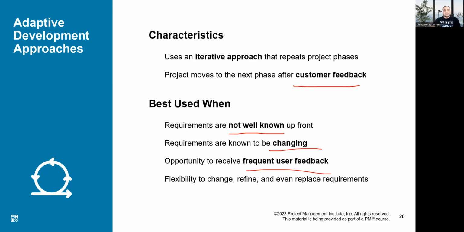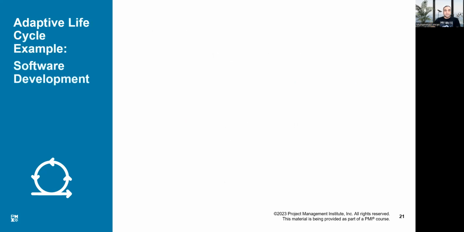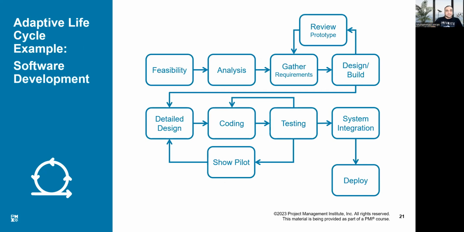So in terms of adaptive development approaches, the examples are, as I said, most commonly used in IT-based projects. So what happens? We have feasibility, then we go to another phase, gathering requirements, design and build, review prototype, and we will continue through this. So it can be an iterative or incremental or agile type of life cycle, which we can use in adaptive methodologies. So we can keep a loop until we get the correct requirements.